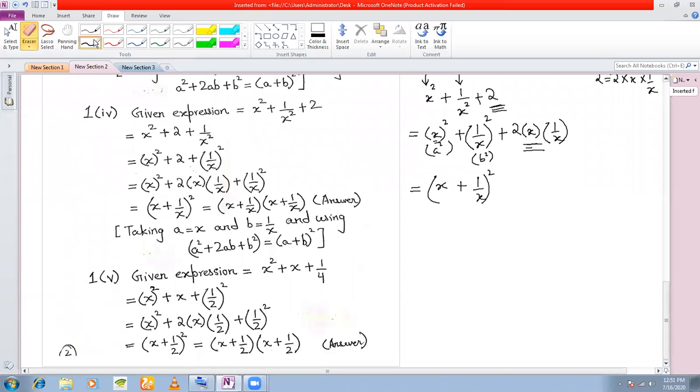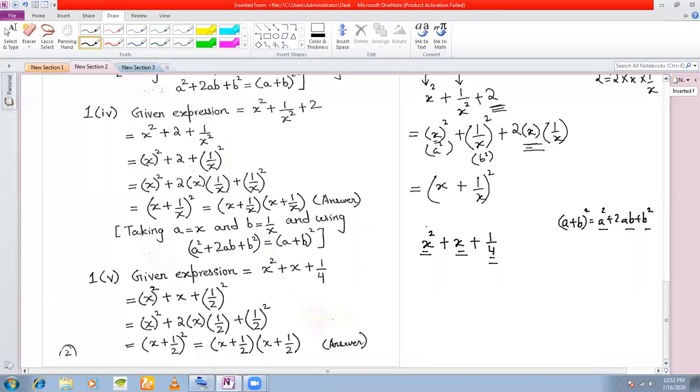Okay, so you have x square plus x plus 1/4. Now first we look for the a square and the b square terms, right? Because there are 3 terms. And we know that (a plus b) whole square and (a minus b) whole square also have 3 terms. (a plus b) whole square has 3 terms: a square, 2ab and b square. So here also I have 3 terms.